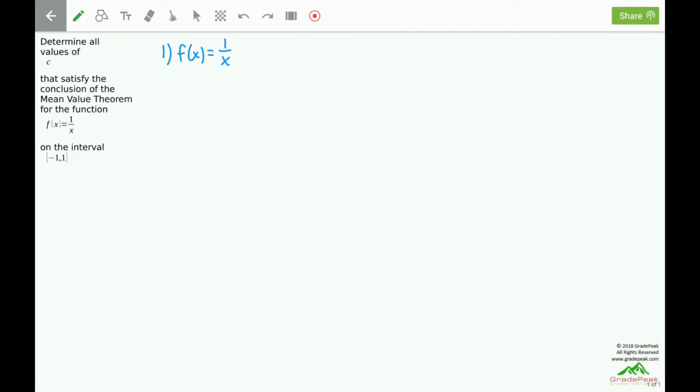F of x, which is 1 over x, is not continuous everywhere because it does have a denominator, and that denominator is not allowed to be a 0. So x can't be a 0 here. And it turns out that 0 is in the closed interval given, and therefore we cannot say that it's continuous on that interval given. We have to say it's not continuous on the closed interval.